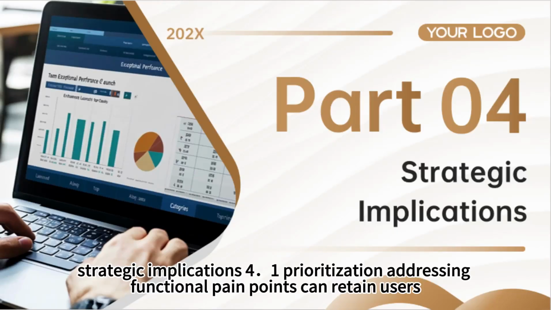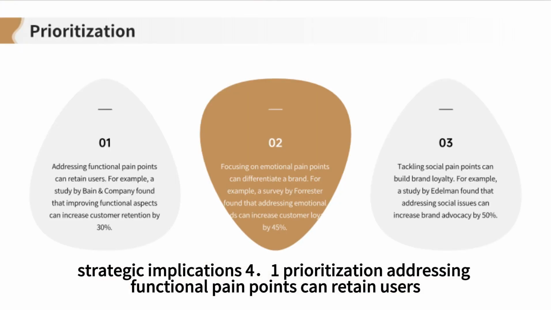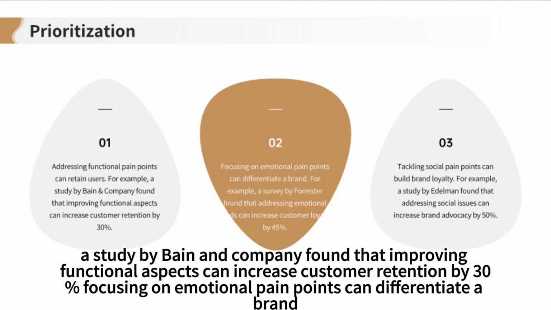Strategic implications. 4.1 Prioritization. Addressing functional pain points can retain users. For example, a study by Bain & Company found that improving functional aspects can increase customer retention by 30%.